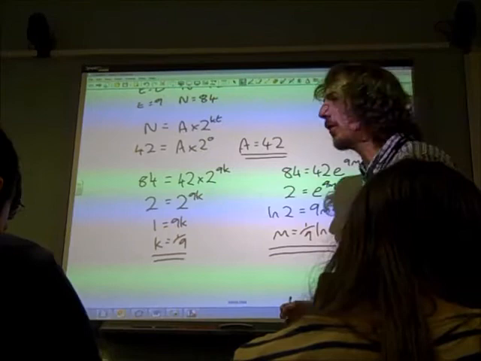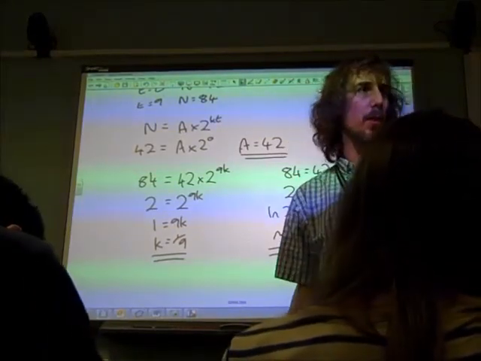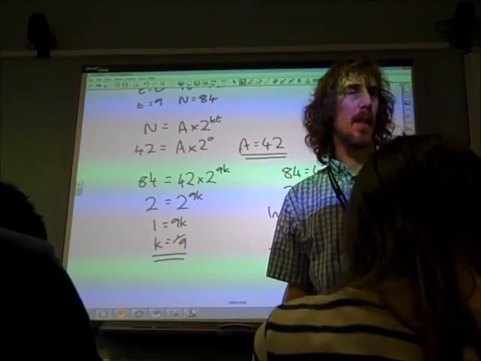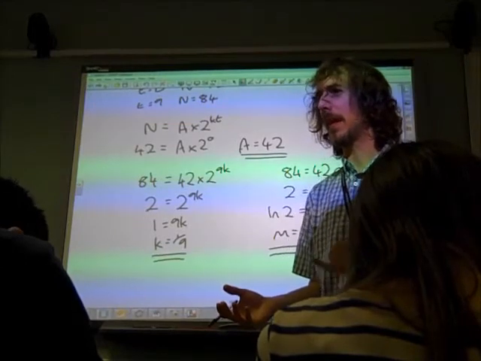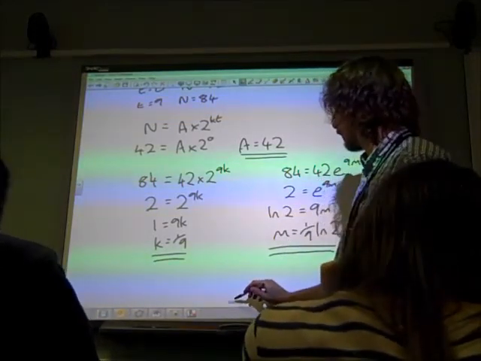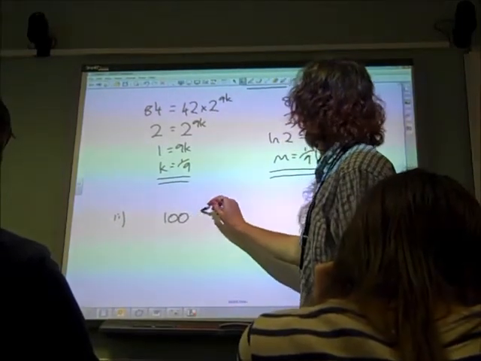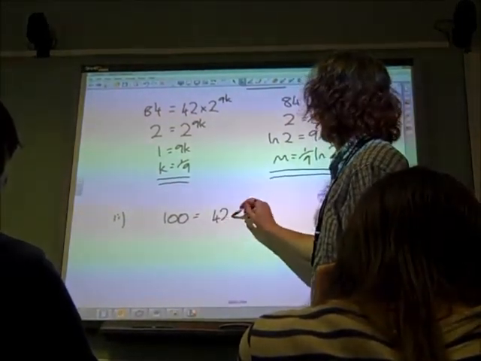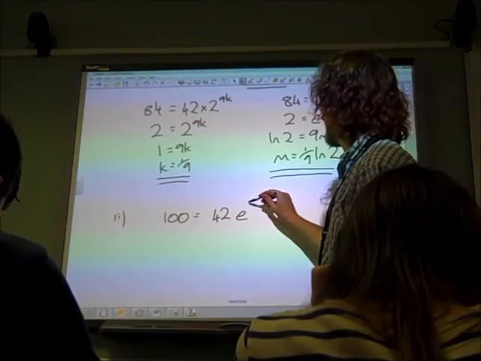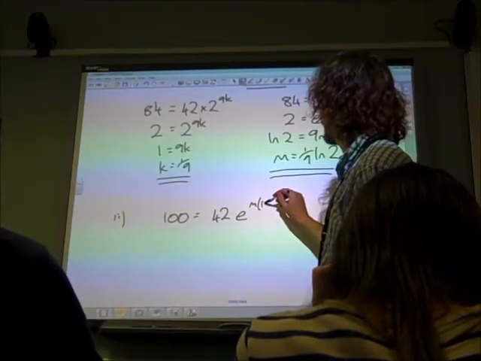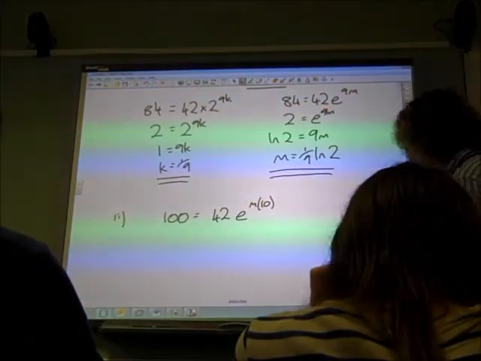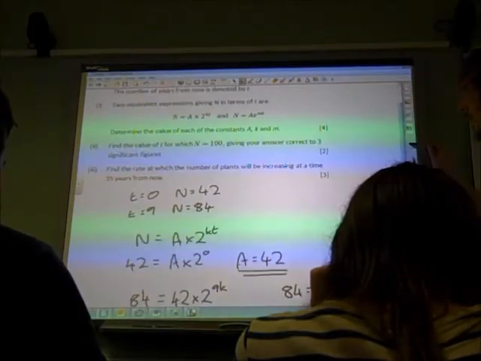n is 100. Right. We could use either model. We've now got 2 versions of this, haven't we? It doesn't matter which one we do. Let's do the e one because we kind of know how to solve those more easily. So for part 2, we're working with 100 is 42 e to the m times t, because we're wanting to find t.